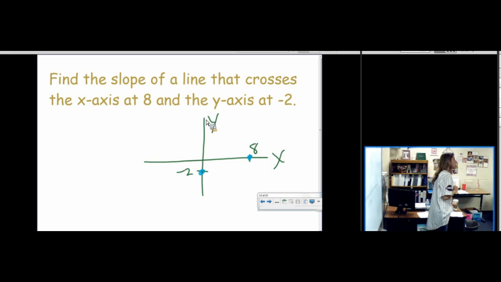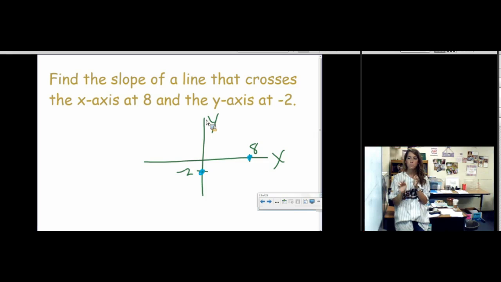John, that's an inappropriate use of your whiteboard. That's not simplified. Never give me unsimplified answers. Okay, but it's not negative.